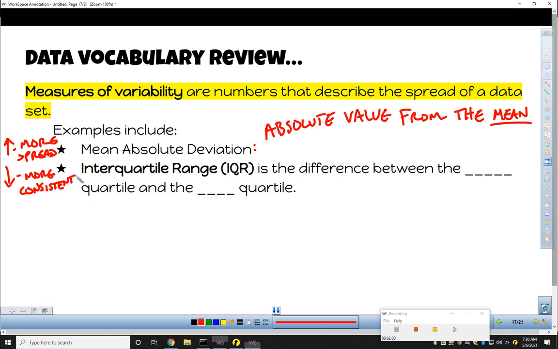The interquartile range, the one that we are going to focus on more closely here, is the difference between the 3rd or upper quartile and the 1st or lower quartile. It is a comparison of the middle 50%.